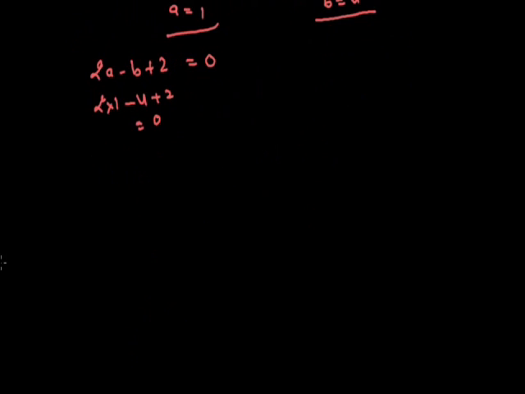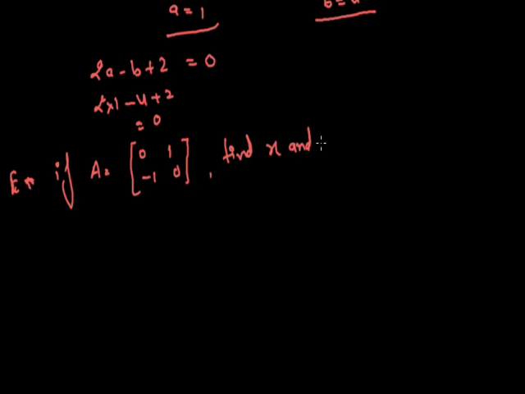Let's come to the next question. If A equals [0, 1; -1, 0], find x and y such that (xI + yA) whole square equals A.